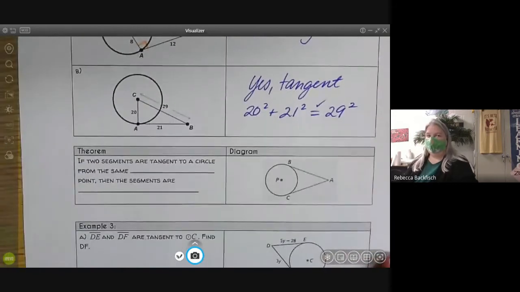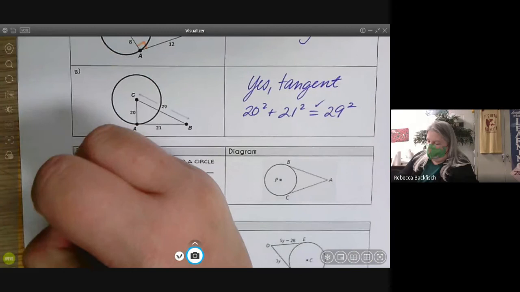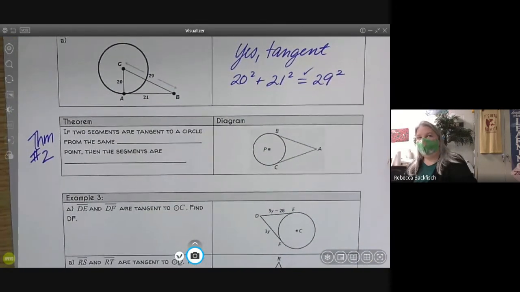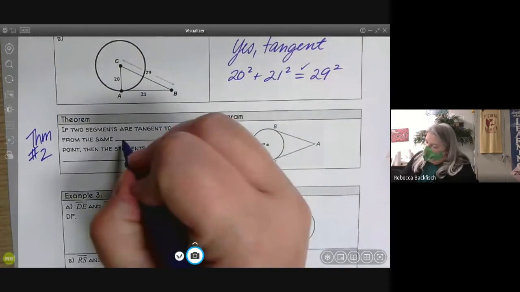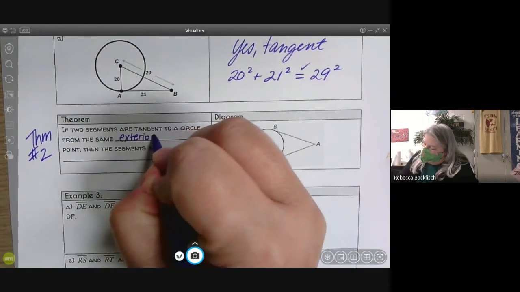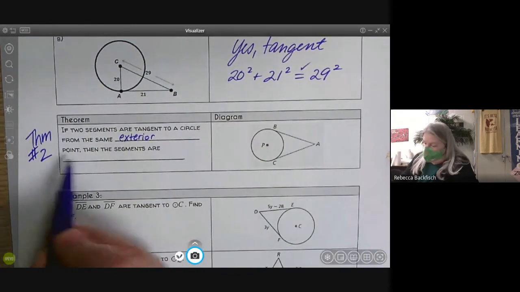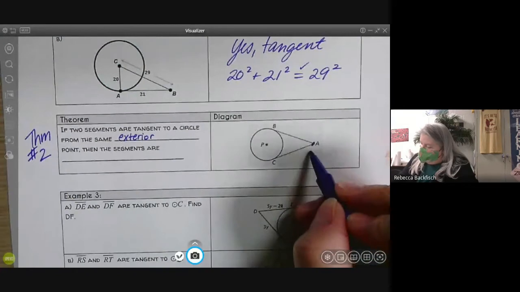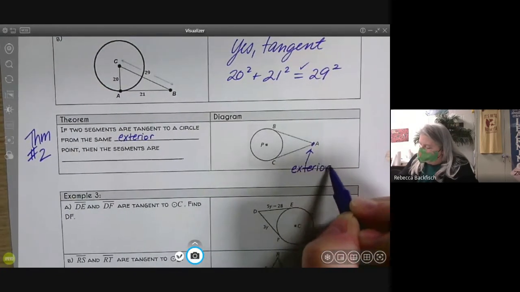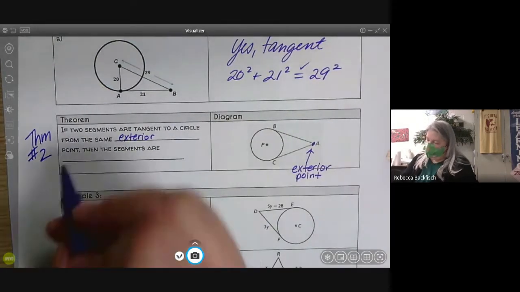All right, here's our second theorem about tangents that we frequently use. It says if two segments are tangent to a circle from the same exterior point. So that says exterior. I was going to put the word point in here, but here's the word point over here. So in other words, point A is my exterior point. Then the segments are congruent.